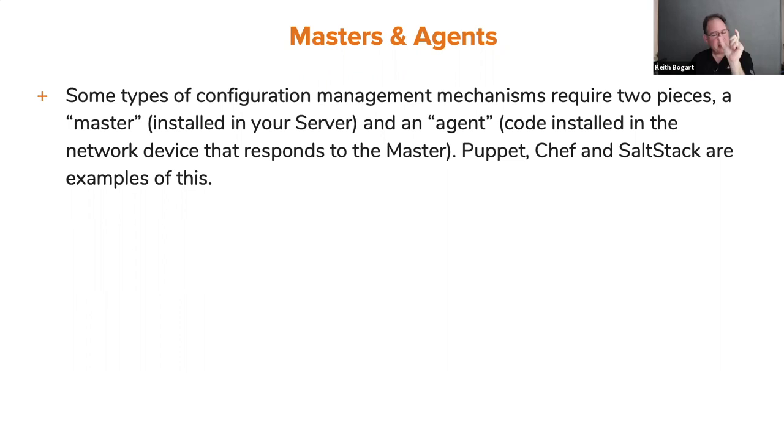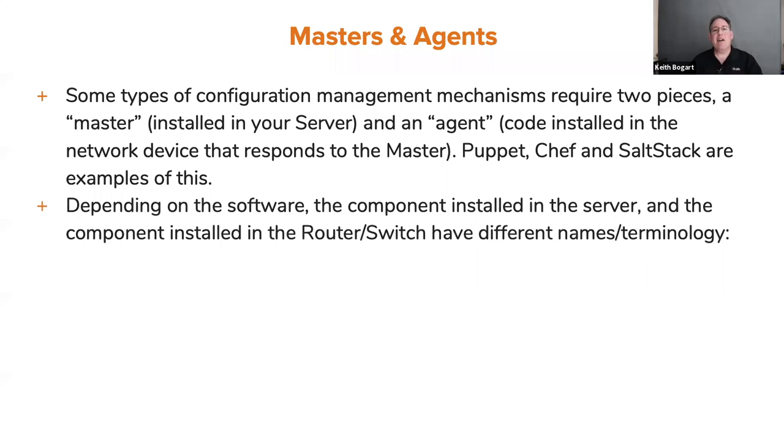Well, if this one says master and agent, then I have to ask myself, the agent component is going to have to be installed in my router or switch. Does my router or switch even support that? The answer is probably going to be no. The vast majority of routers and switches do not support the agent capability of these tools. Some of the high-end ones, like Nexus, do, but most of them don't. So chances are, if you're looking at an automation configuration tool like Ansible, Salt, or Puppet, you're going to want to pick one that does not have a master and agent, that is self-contained on the server itself and doesn't require anything special to be configured on the router or switch you're talking to.